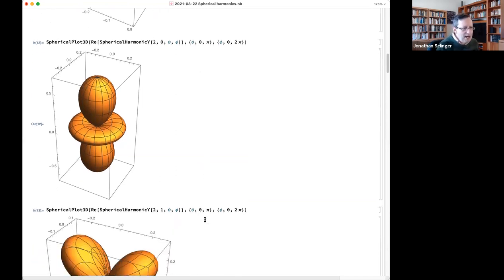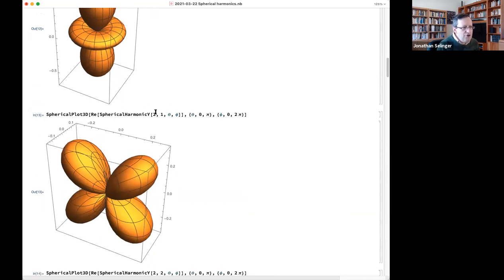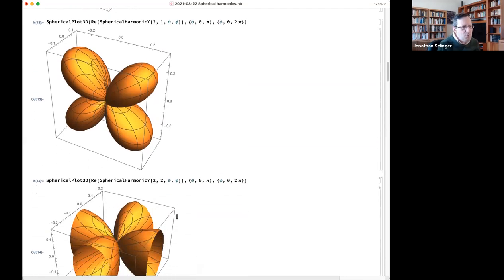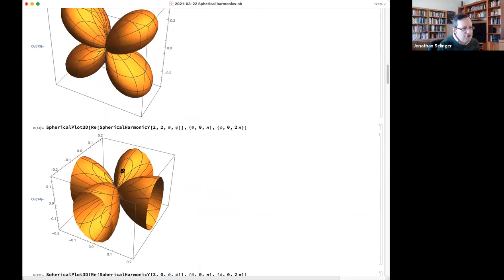What about L equals 2, M equals 1? That is a plot like this one. It also has the multiple lobes, and now it has lost the symmetry about the z-axis. What about L equals 2, M equals 2? It has these multiple lobes, and now they're arranged differently, arranged around the z-axis like this.